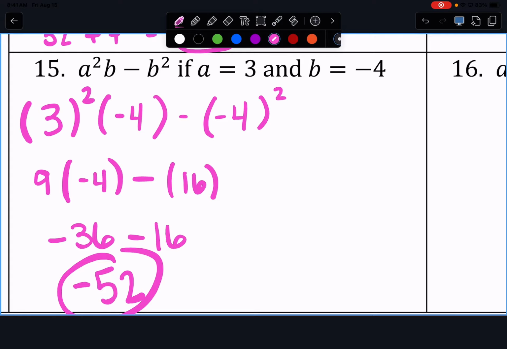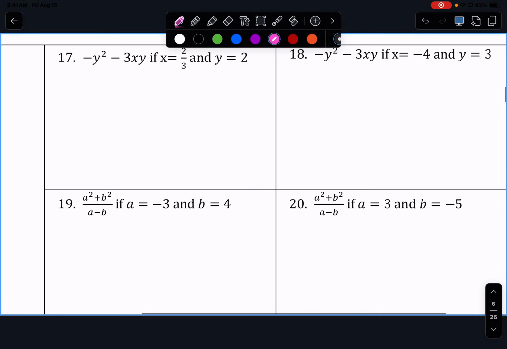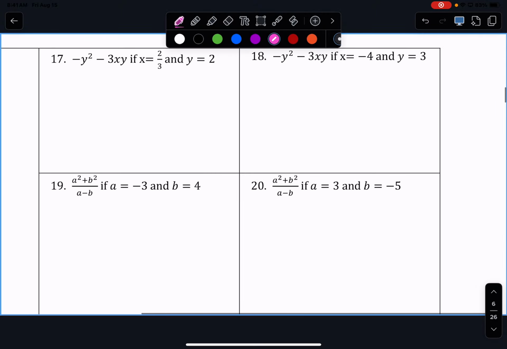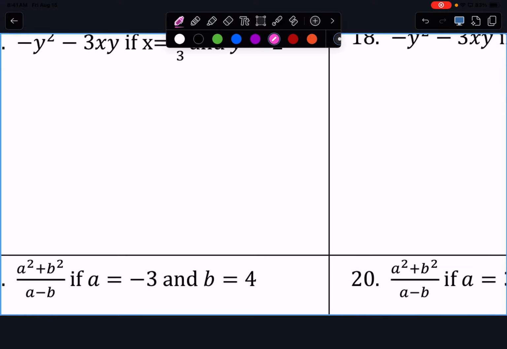All right, now we are going to go ahead and do 17 and 19 together, and then I'm going to let you do 18 and 20 on your own. So we're going to start with 17.